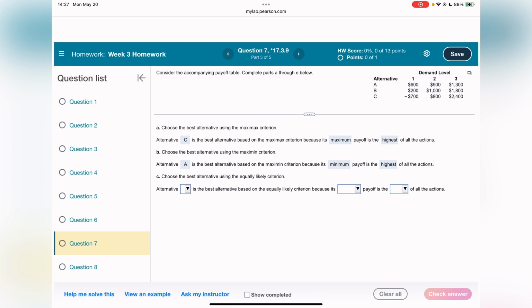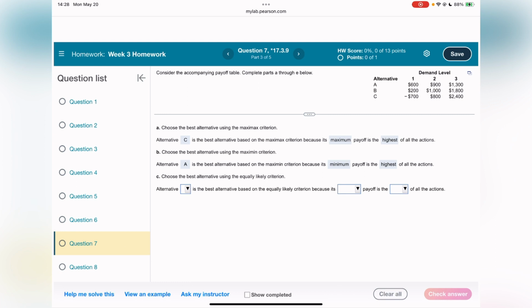Choose the best alternative using the equally likely criterion. So what we're going to do here is find the average for each alternative, and choose the one that has the highest average.